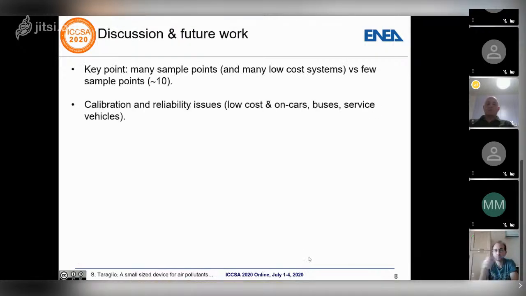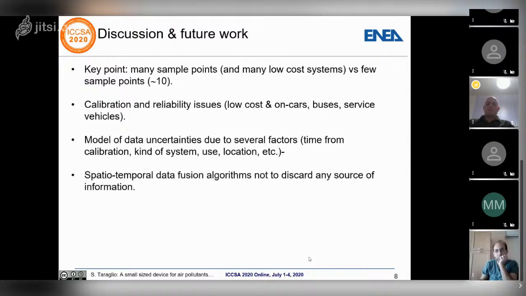So some issues have emerged from this work, which are open issues, of course, and also elements representing the future developments of our work. First of all, there is a key point that many sample points are more advantageous versus few sample points, especially if you can acquire them with many low-cost systems. Of course, you have to deal with issues related to calibration and reliability of the sources.